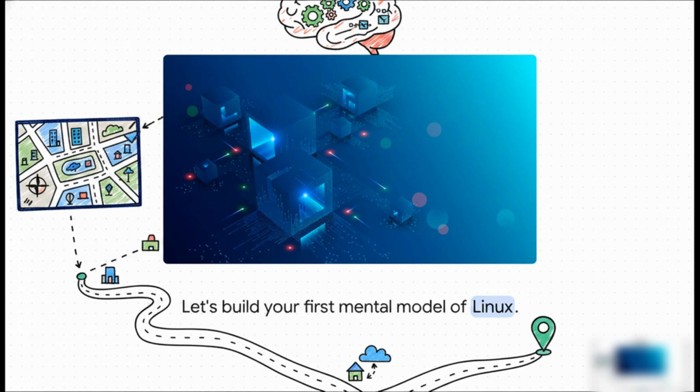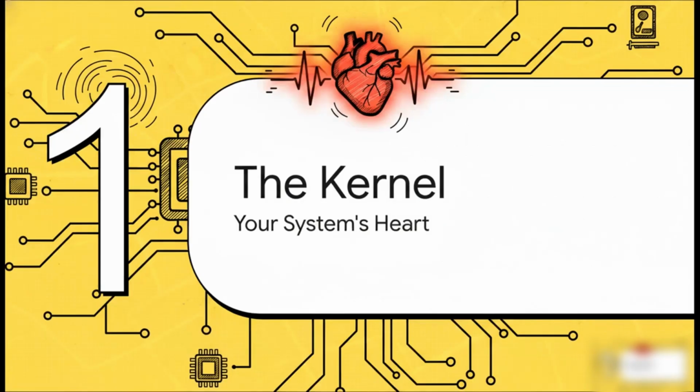Think of it like getting the layout of a brand new city. By the end of this, you'll have a map in your head that shows you where all the important stuff is and, crucially, how all the different parts connect to each other. So where do we start on this map? Well, we start at the absolute center, the heart of this entire city. We're talking about something called the kernel. It's the core, the beating heart of the entire operating system.